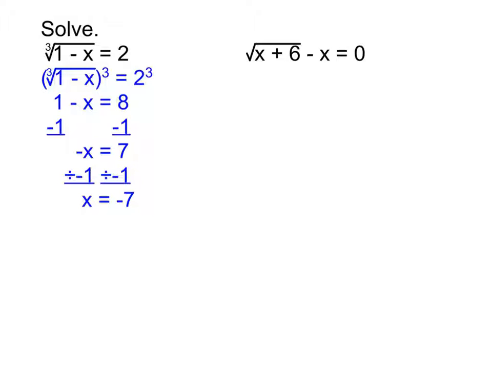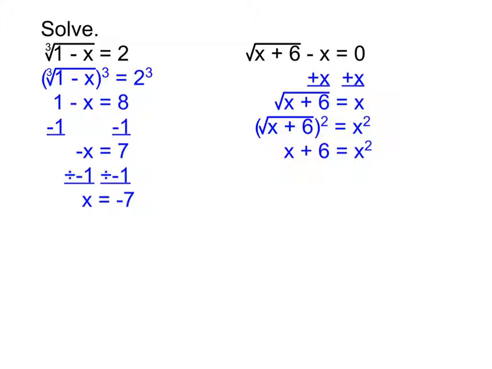First thing we want to do is get the square root by itself. So we add x to both sides. And we try to get the square root by itself because we're going to get rid of the square root. We are going to square both sides of the equation. Now when we do that, on the left side we just have our x plus 6 left behind. Whatever was inside the radical stays. But on the right side we're squaring x, which just leaves us with x squared. Now notice what we have here. I have x plus 6 equals x squared.